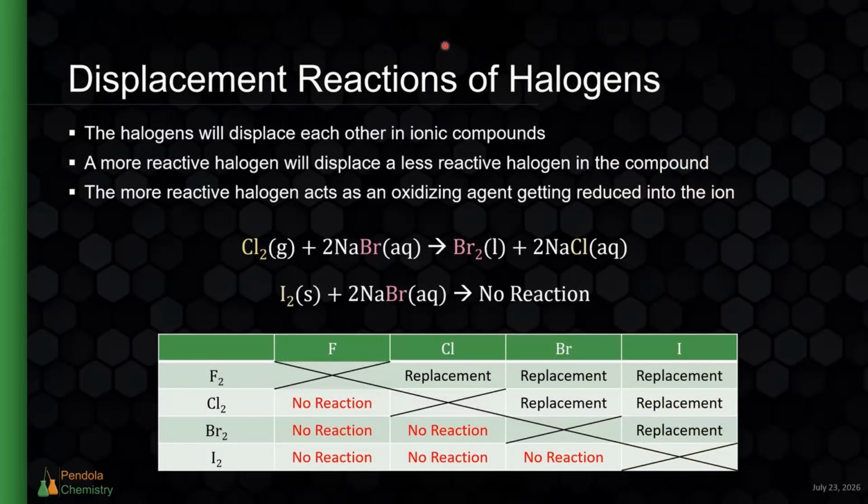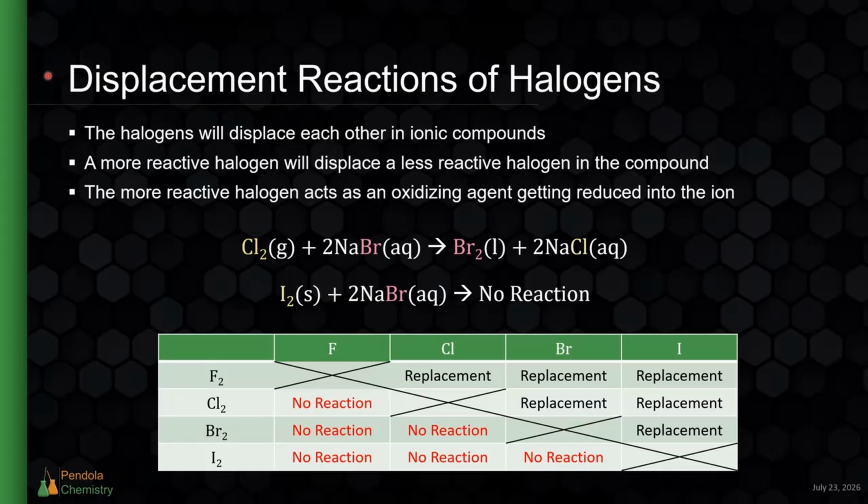Let's talk about a specific kind of reaction that happens with halogens. Halogens can actually react with each other, but they do so in what we call displacement reactions, which we learned in honors chemistry as single replacement reactions. Here, the chlorine, Cl2, is reacting with sodium bromide.